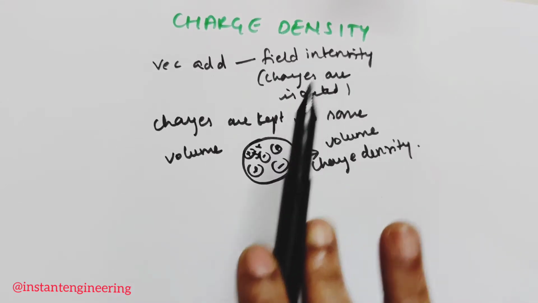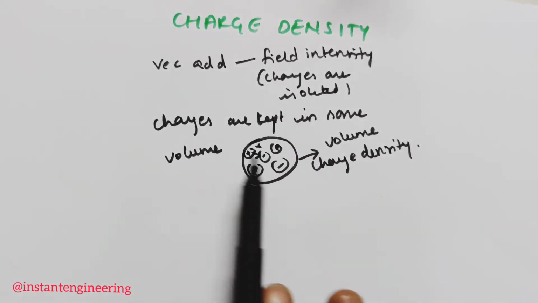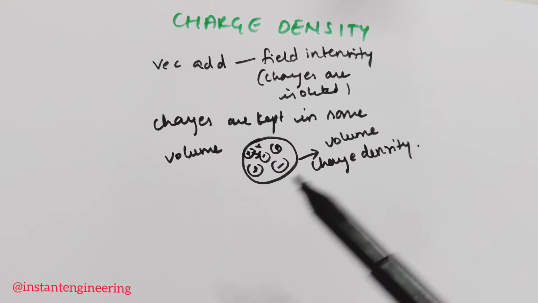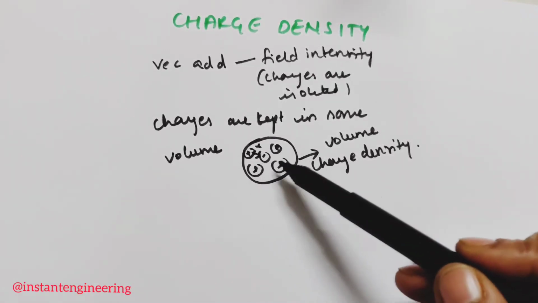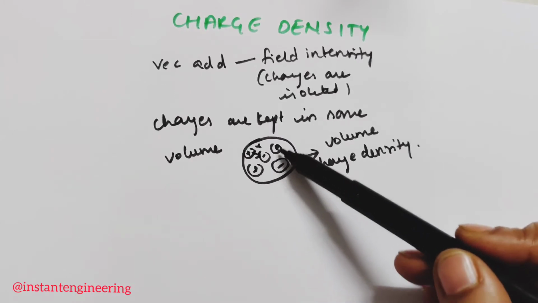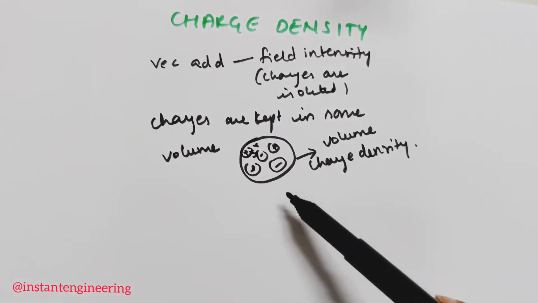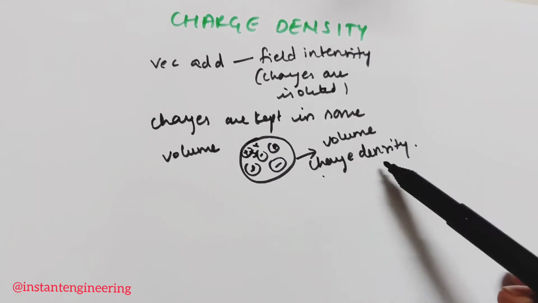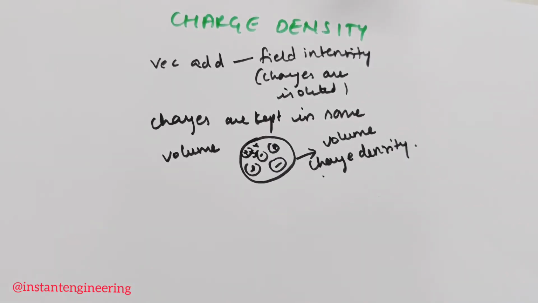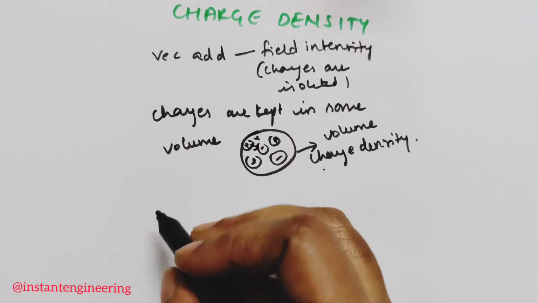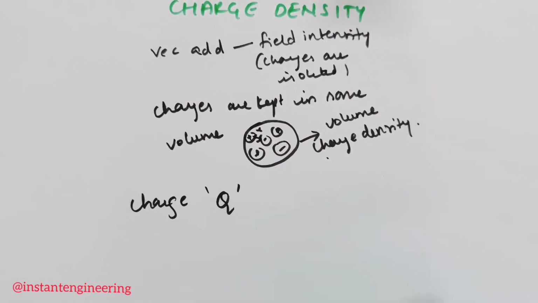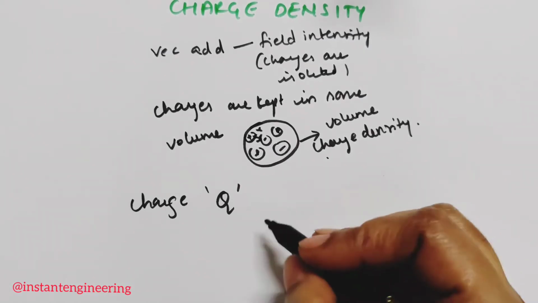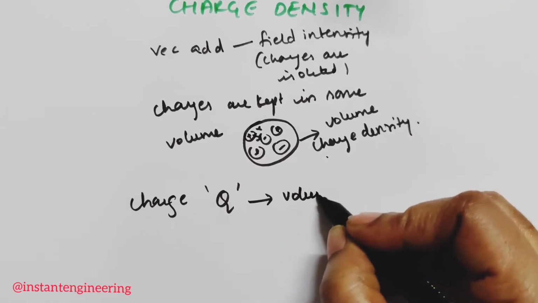All right. Previously, when the charges are isolated from each other, by doing vector addition you can know the field intensity. Here, when these charges are kept in some smaller area, the distance between them is very less. The force of attraction or repulsion, anything can happen in this. That means all these charges are linked with each other. So that is called volume charge density. If you consider the charge as Q, which is uniformly and continuously distributed throughout the volume V.